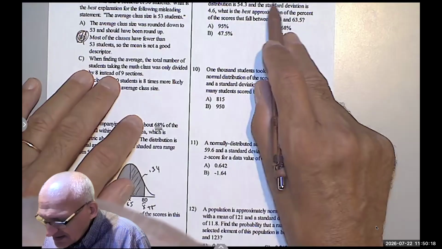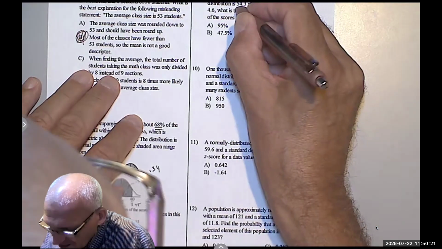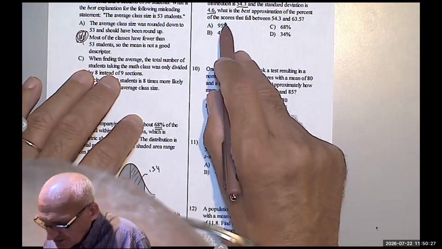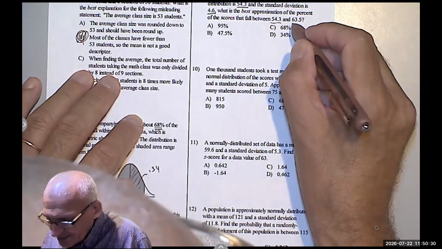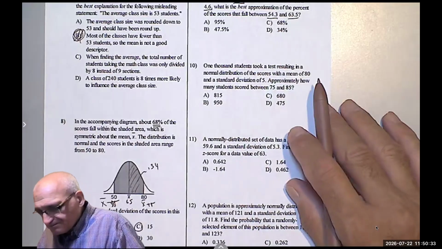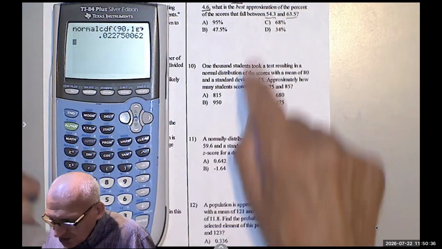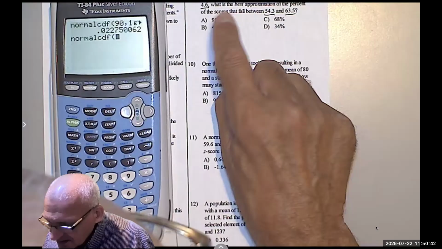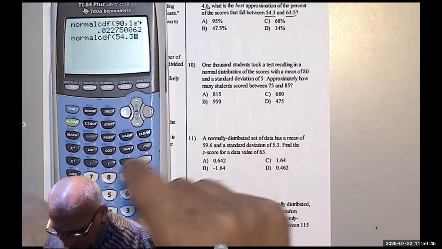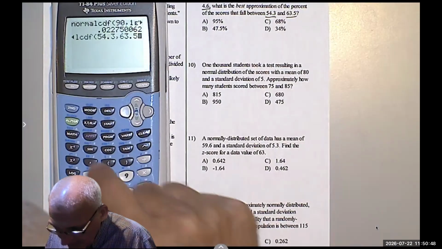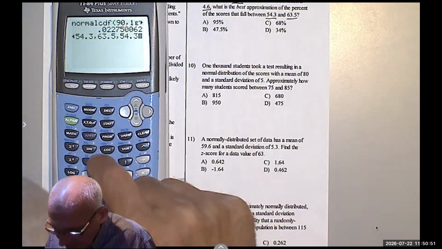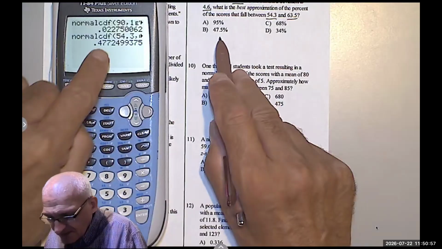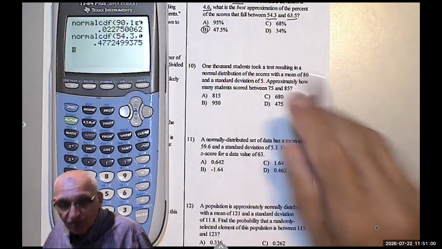If the mean on a standardized test with a normal distribution is 54.3, the standard deviation is 4.6, what's the best approximation of the percent of the scores that fall between these two numbers? So between the mean and this number. Okay, so we can do again distribution cumulative. I enter the lower limit, which is 54.3, comma, the upper limit 63.5, comma, the mean is 54.3 again, and the standard deviation is 4.6. So you get roughly, yeah, 47.5. It's 47.7.